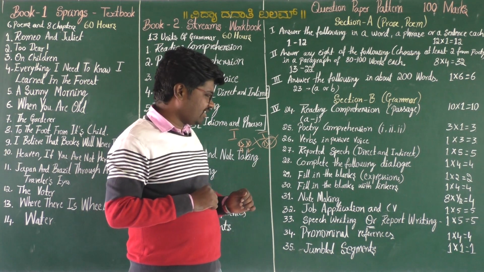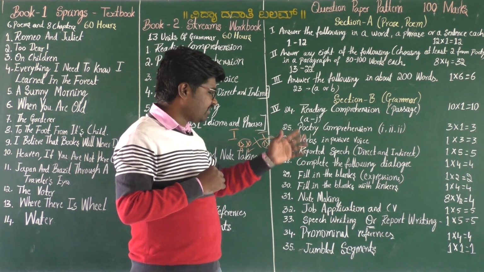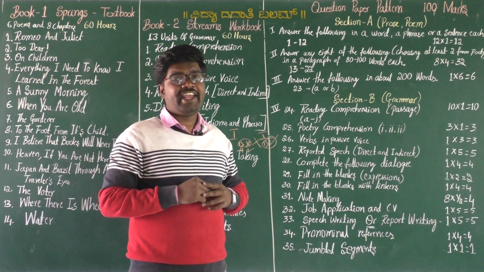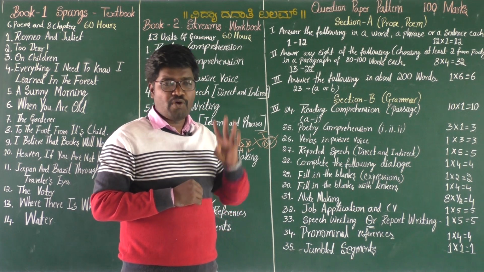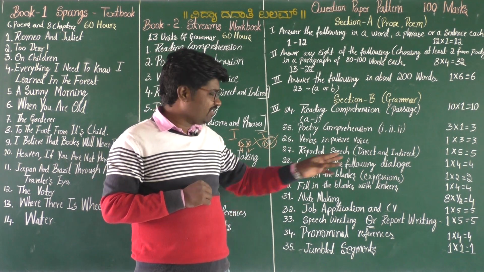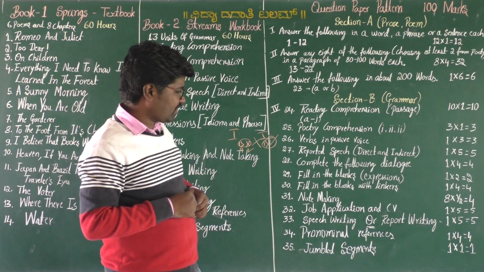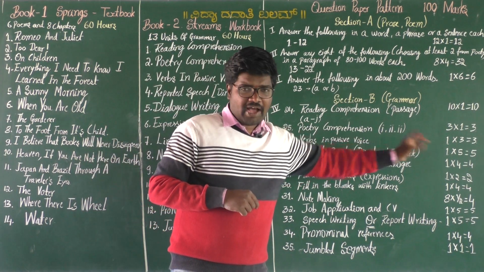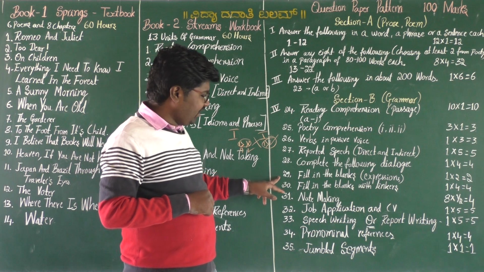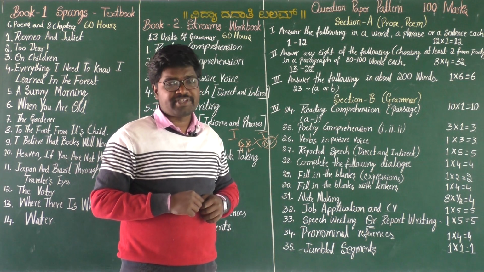Regarding that, casually, how we are going to frame the complete-the-dialogue question: there will be 4 incomplete dialogues with hints. You can write them on the basis of spoken English. There will be 4 marks. And the 29th one is fill in the blanks with idioms and phrases.